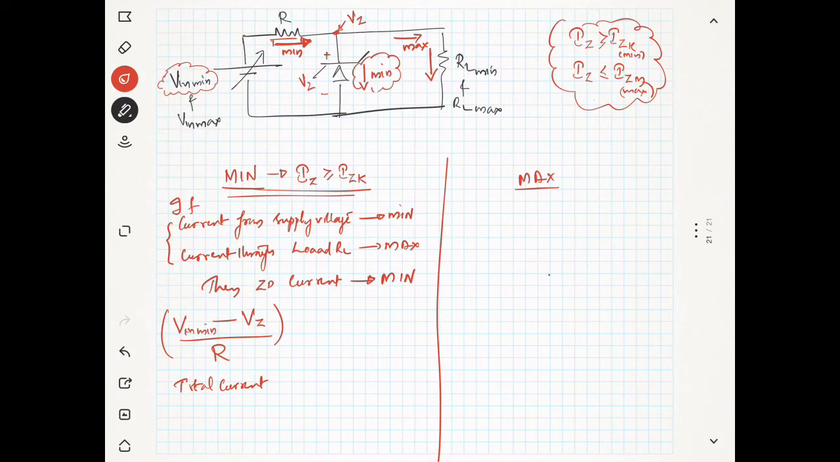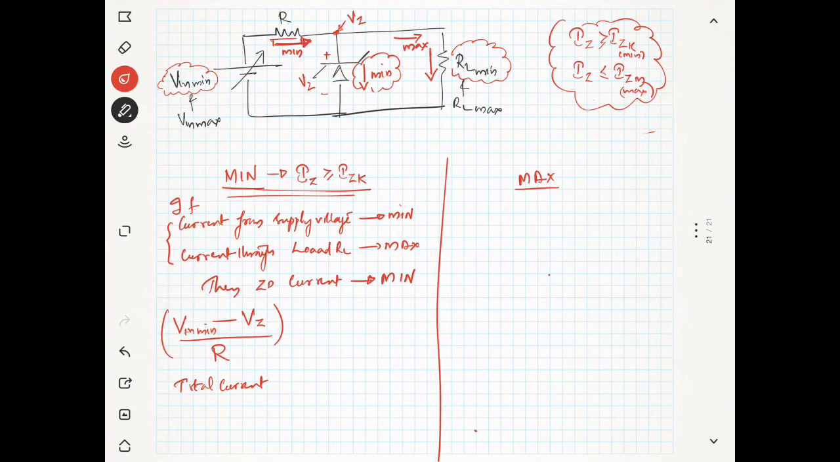Out of that, maximum is flowing through the load. So the current through the load will be maximum when the resistance is minimum, because you know that the current equals V over R. If the resistance is minimum, the current will be maximum. Okay, so we will find this current.